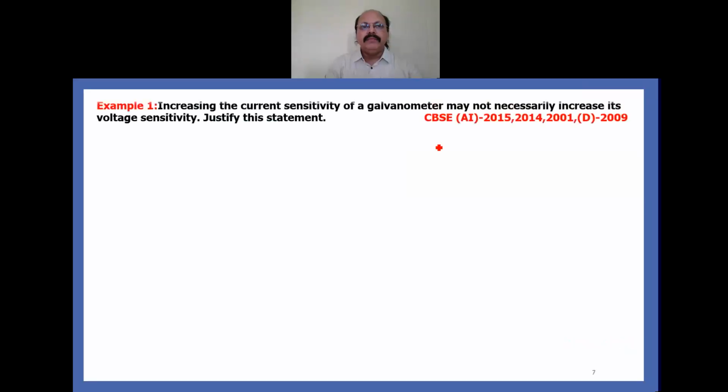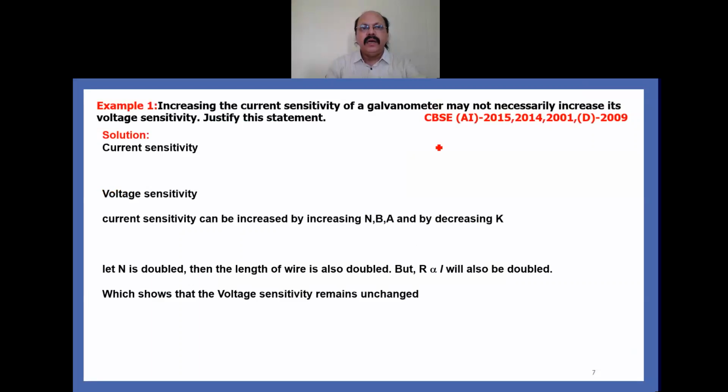Now we take some numerical problems and concept based problems. The first one is: increasing the current sensitivity of galvanometer may not necessarily increase its voltage sensitivity. Justify this statement. Many times this question came in examination. It means if we increase the current sensitivity, it is not necessary that voltage sensitivity also increases. So how can we justify our statement?